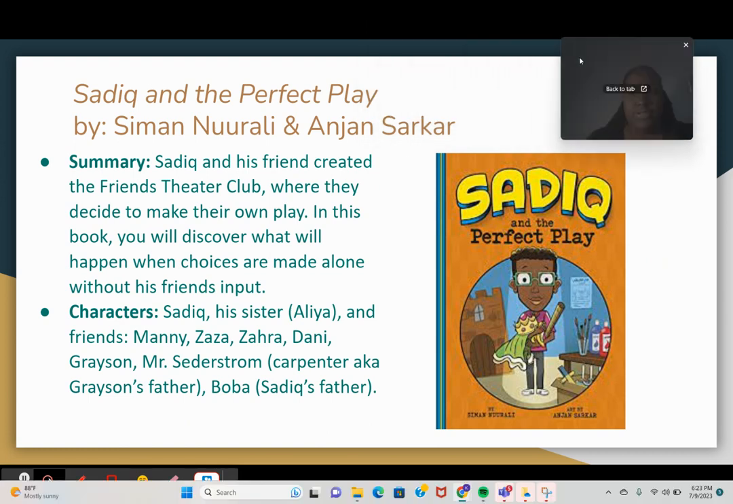So the books that we're looking at today will be the Sadiq books. He has approximately 14 books in a series. And Sadiq is a young Somalian, which means he's from Somalia, which is a country in Africa. And in each of his books within the series, he goes on a different adventure. And we're going to view five of them today.